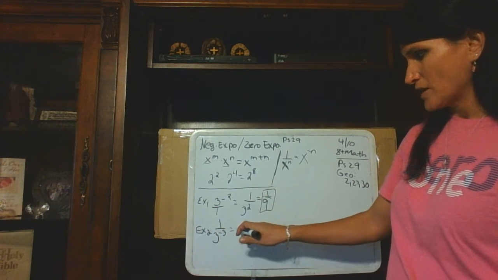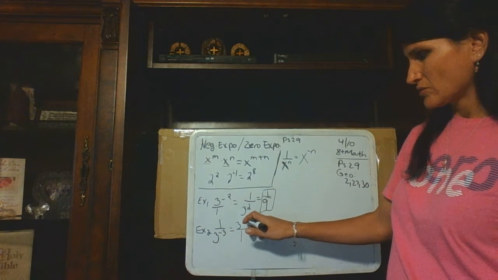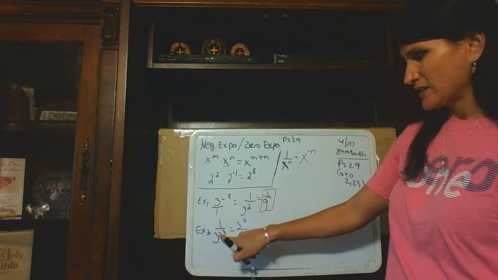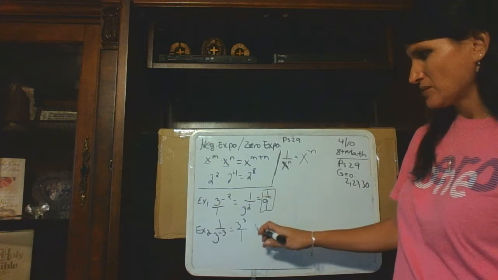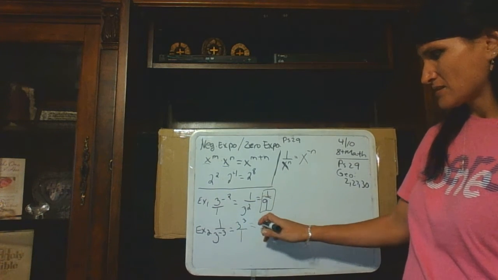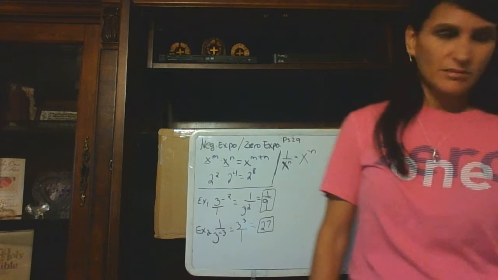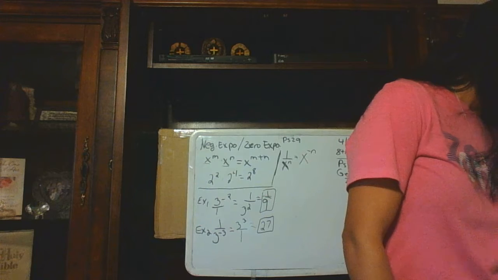So the 1 would go in the denominator, the 3 to the 3rd would go on top, and notice the negative now becomes a positive, and then you simplify: 3 to the 3rd equals 27. We wouldn't leave the 1 because then that's not simplified. Okay? Let's look at the next one.